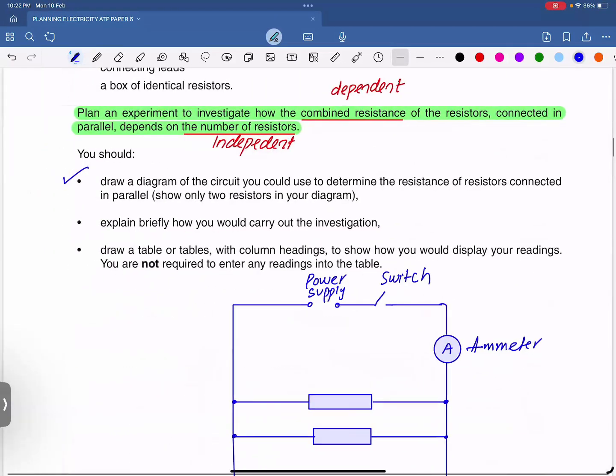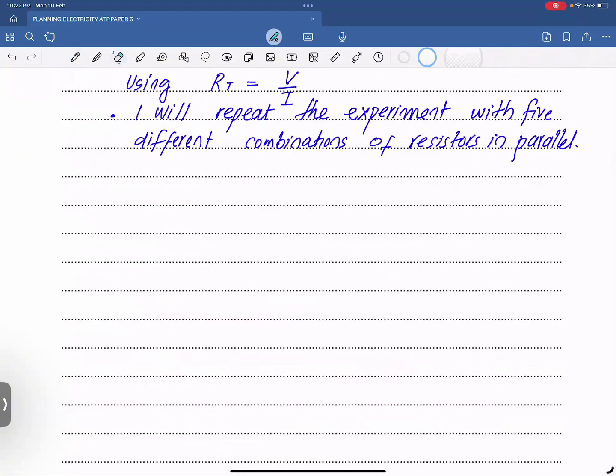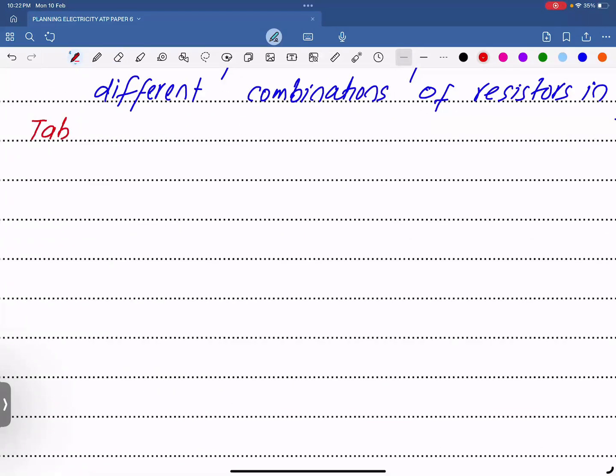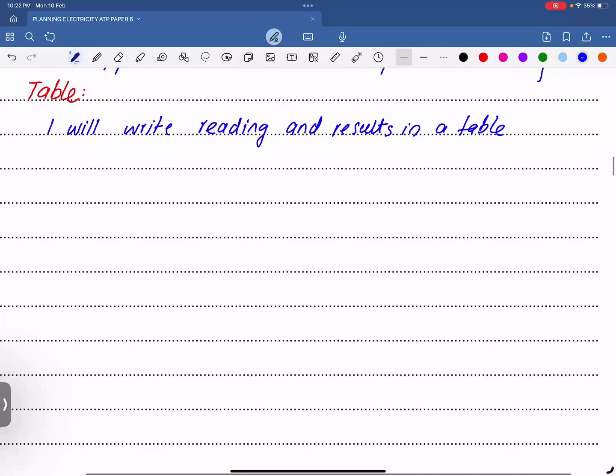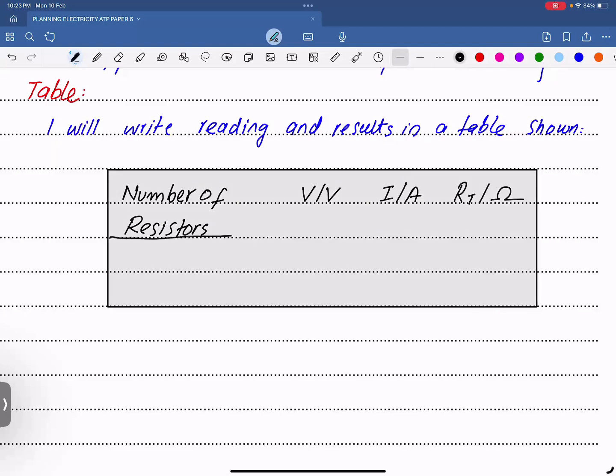After that, the question asks to draw a table or tables with column headings to show how you would display the results. Column headings are important. So here you will write the tab as table. You can write a sentence if you want: I will write readings and results in a table, shown like that. The independent variable was the number of resistors. Number of resistors, you can say N if you want to give the symbol. What did you measure? V in volts, I in amperes, total resistance in ohms. You will leave this table empty. So this is how we do it. You got another mark for the table.